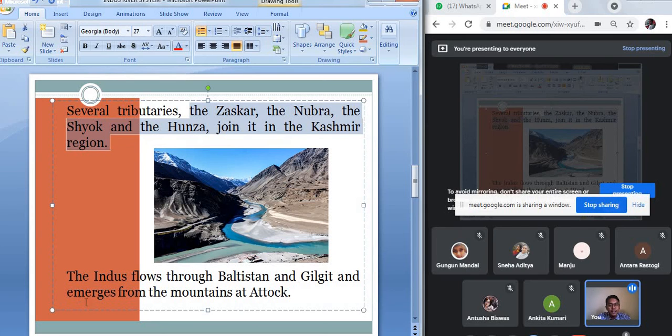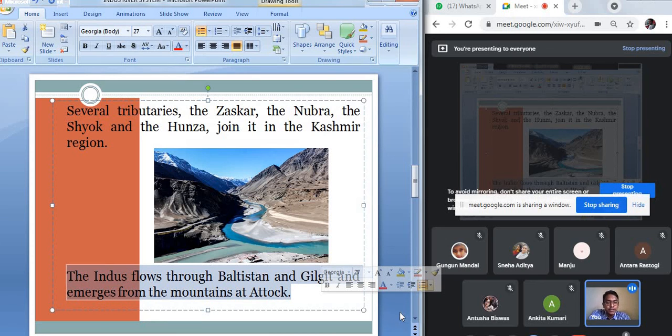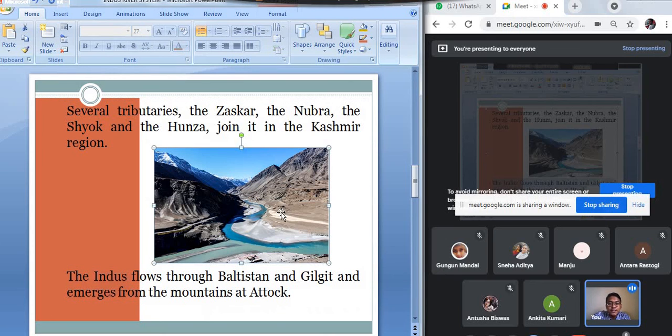The Indus river flows through the Baltistan and the Gilgit region and emerges from the mountains at Attock. Attock is the name of a place where the Indus river finally comes out of the mountains and enters the plain areas in Pakistan. Here you can see the image of the Indus river in the Ladakh region.